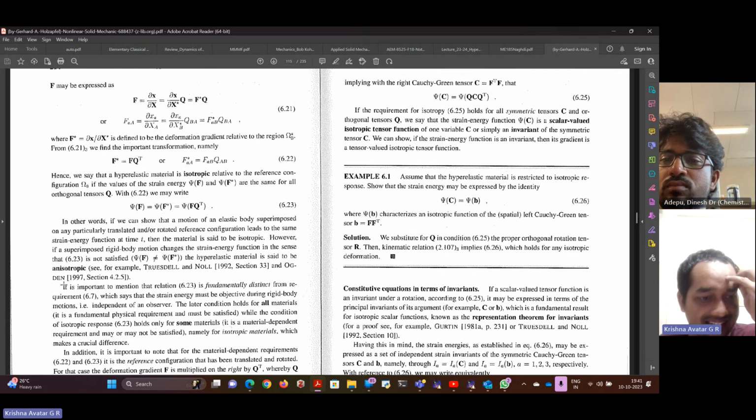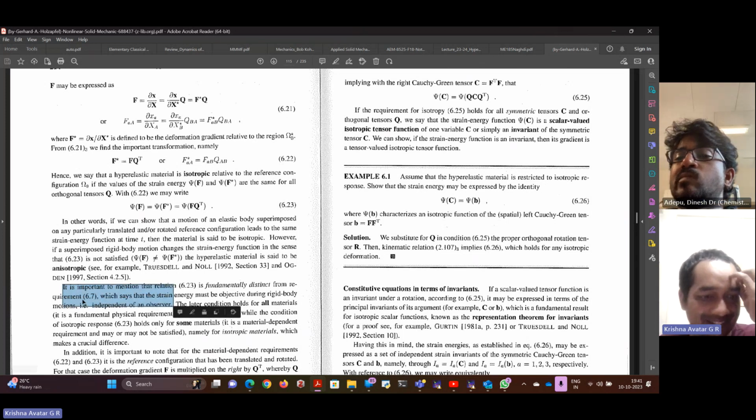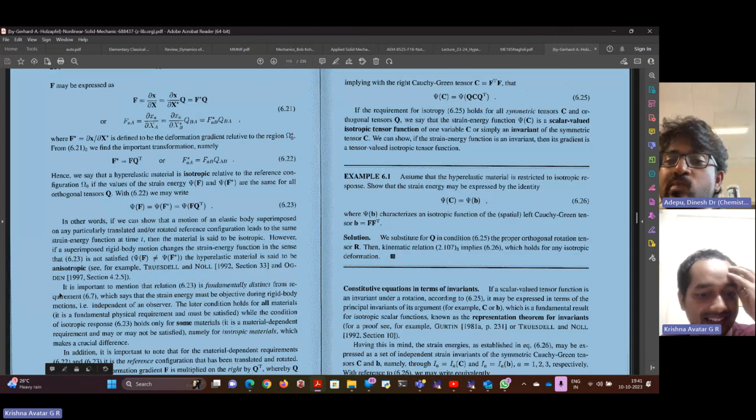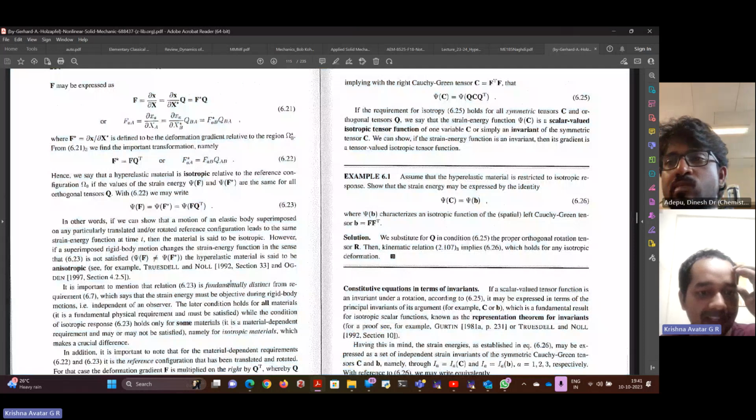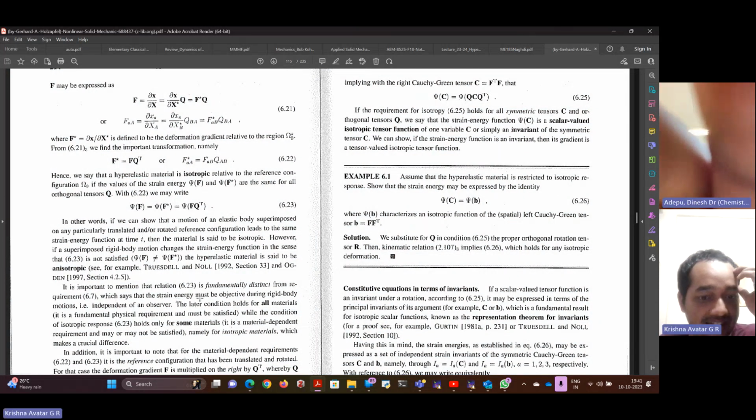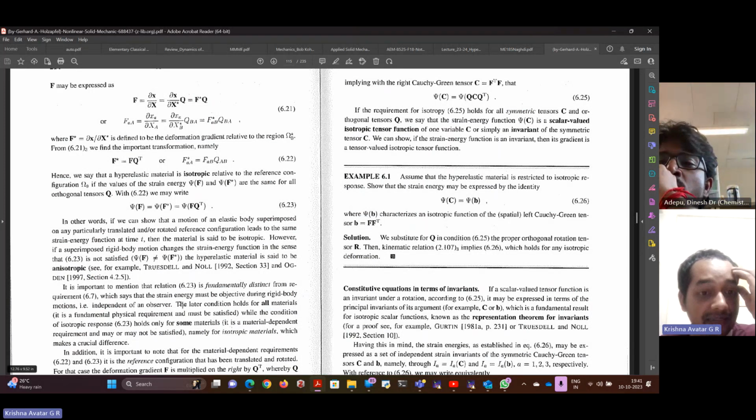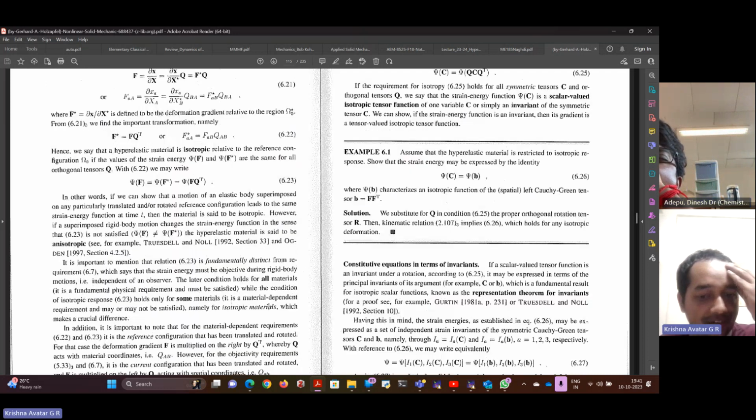And then it says that's why we always get confused on this one. It is also mentioned here that it's important to note that 6.23, which was the principle of objectivity, is fundamentally distinct from the requirement 6.7, which states that the strain energy must be objective with respect to rigid body motions, that is, independent of an observer. So the latter condition holds for all materials.